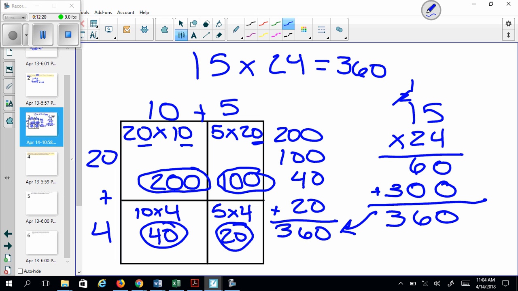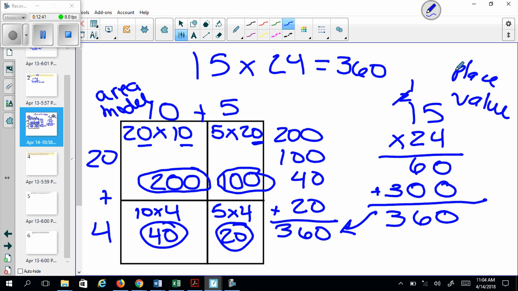Okay. So whether you have the area model or you have place value, either one will work. It's whichever one you are more comfortable with. Eventually you're going to get to place value. But if you're more comfortable with area model right now, go ahead and use it.